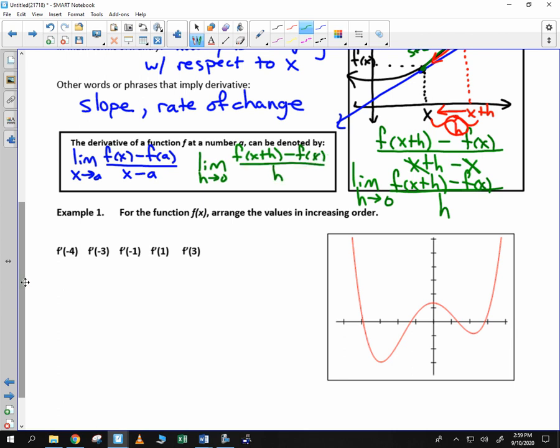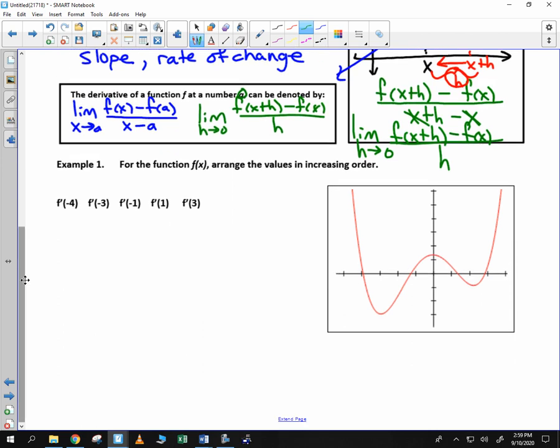And if you want it at a specific number a, you just put a in for x, and that will give it to you. So let's start with some basic ideas. The function f of x, arrange the values in increasing order. Okay, this little prime value here, this thing means a derivative, f prime. So when you see f prime of negative 4, what it means is, if this is the function f of x, how is the function increasing or decreasing at that spot?